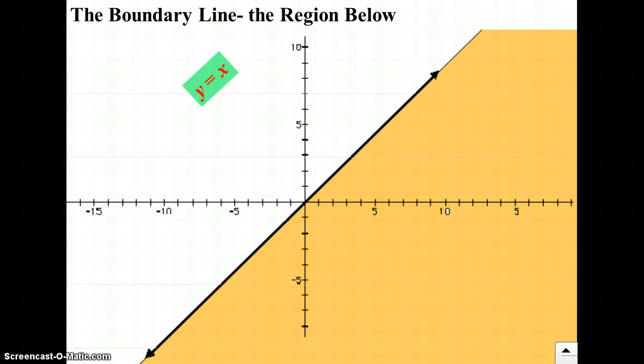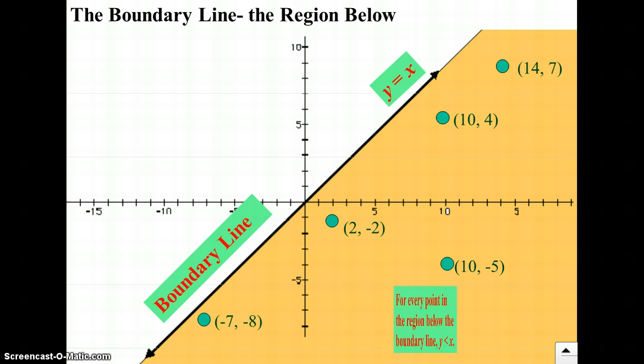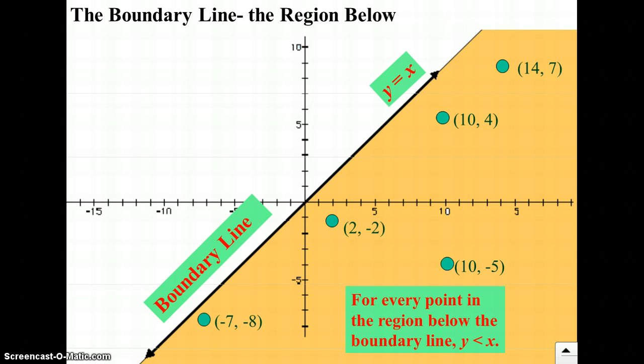If we look at the region below the boundary line, and again we use all these points, we will notice that for every point, y is now less than x. 7 is less than 14, 4 is less than 10, negative 2 is less than 2, and so on. Negative 5 is less than 10. So every point below the boundary line satisfies the inequality y is less than x.